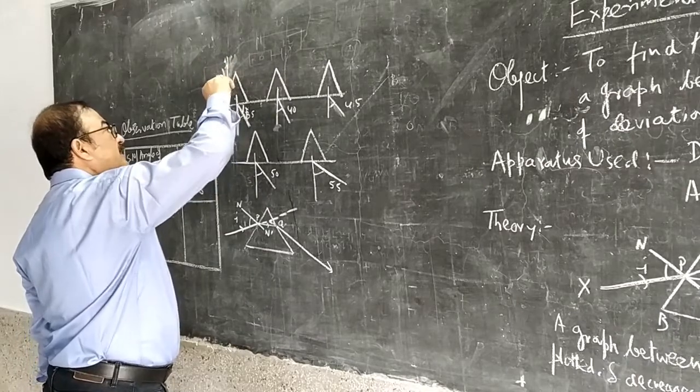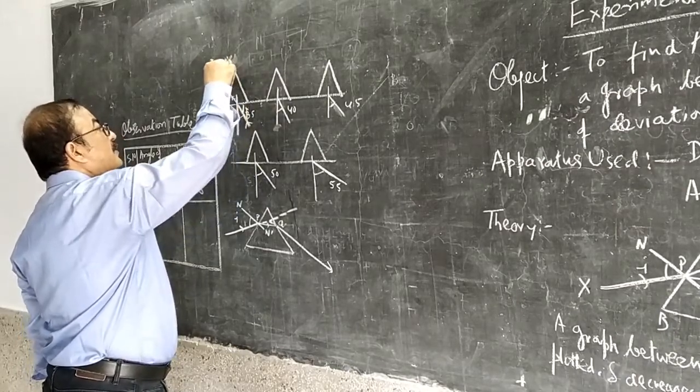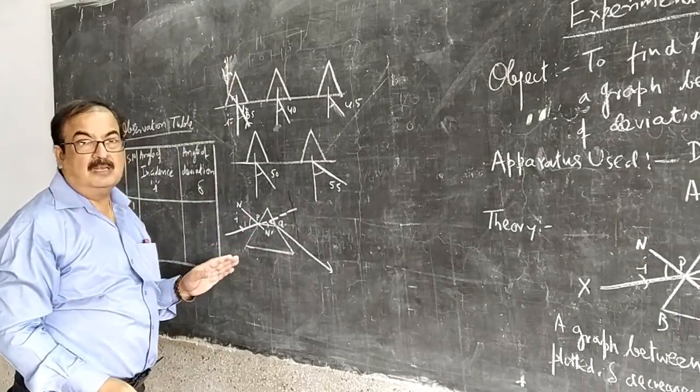And ultimately we join this. This is the refracted ray, this is the incident ray, and this will be your emergent ray. And after that the thing like this will appear.